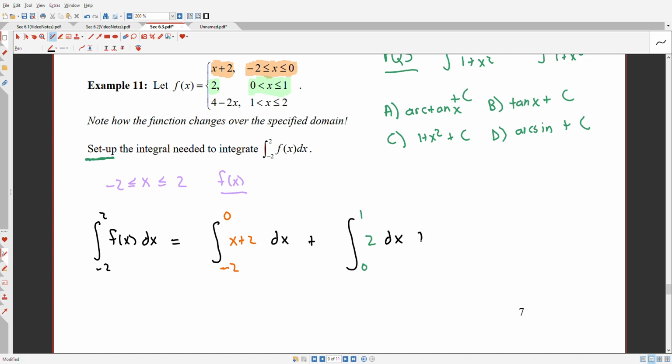And then the last piece, I would naturally break it up, it's going to switch over to this blue formula, 4 minus 2x, on this blue interval between 1 and 2. So it'll go from 1 to 2, and it'll be 4 minus 2x, all of that dx. Now we could actually evaluate this, but the point is, this function's formula changes depending on the interval of x values you're letting it take in. So its definite integral changes depending on what intervals that definite integral includes.